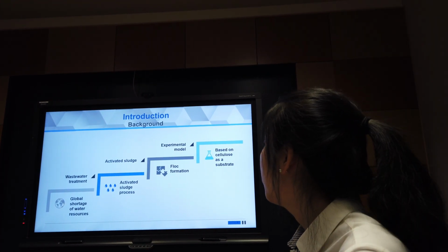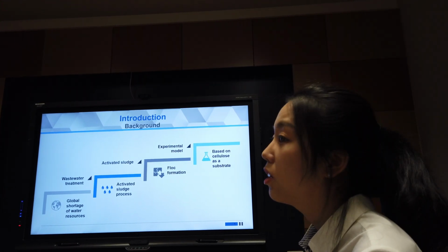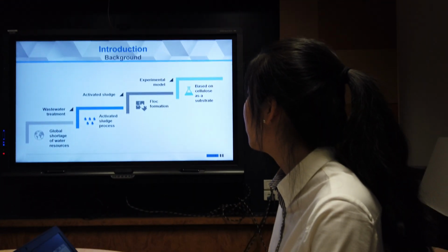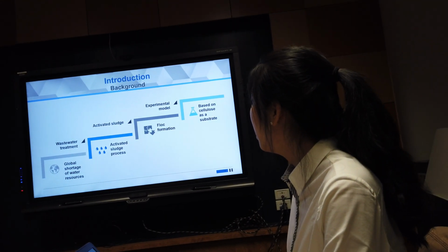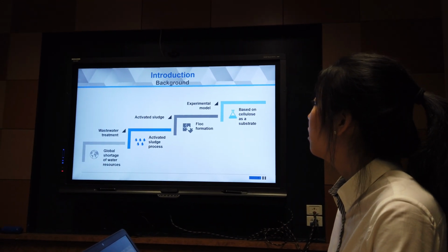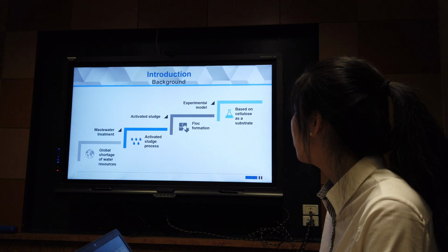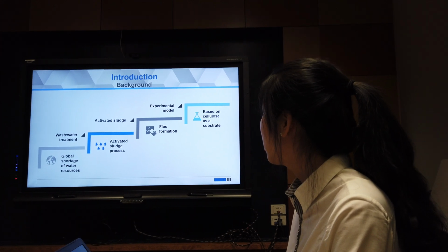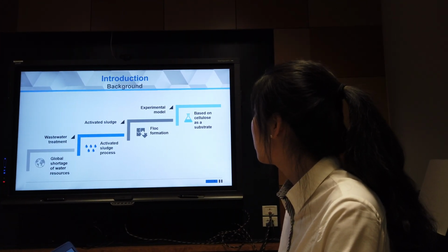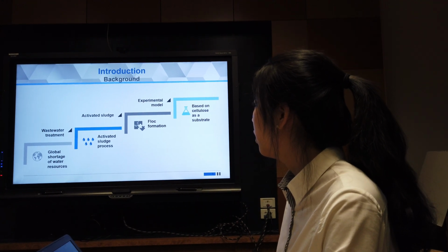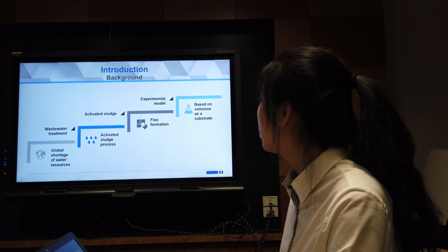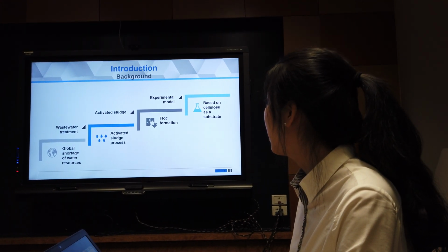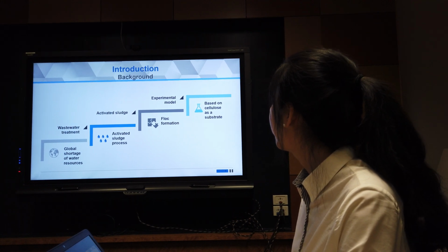In the context of global shortage of water resources, wastewater treatment is extremely important. And activated sludge is the most widely used method in wastewater treatment. It consists of flocks with strong absorption and decomposition capabilities. And research on flock formation is very critical. It's critical for wastewater treatment. But currently, there is still insufficient understanding of flock formation.